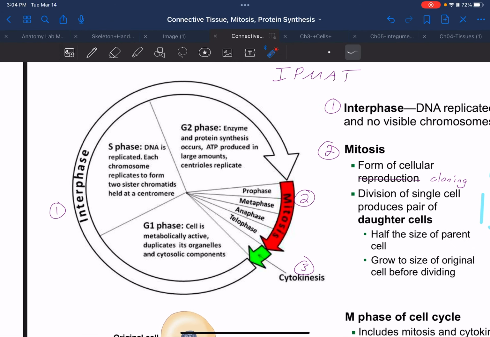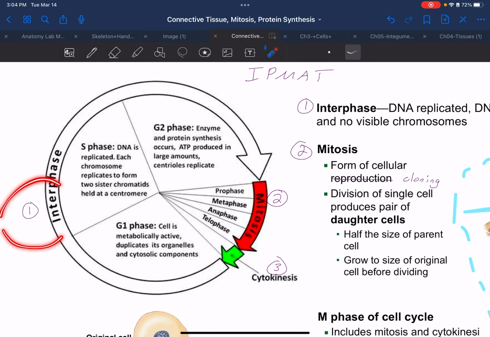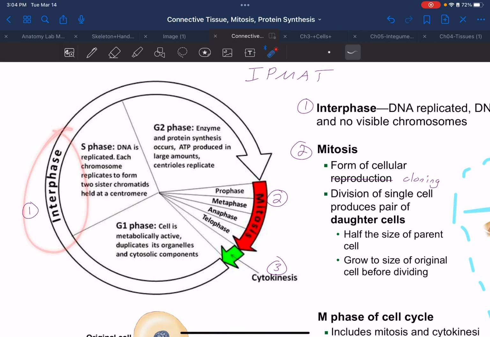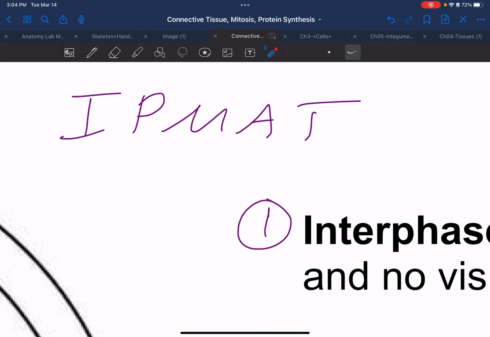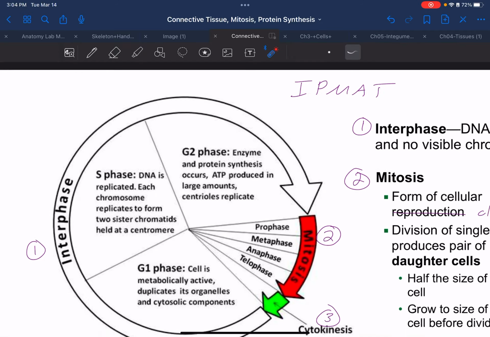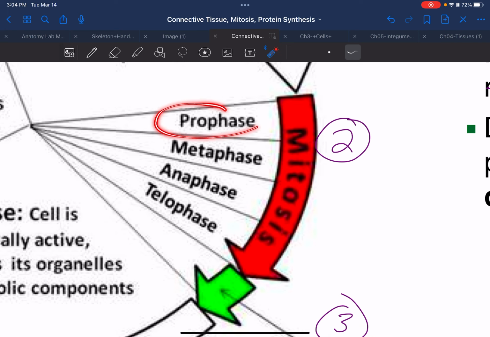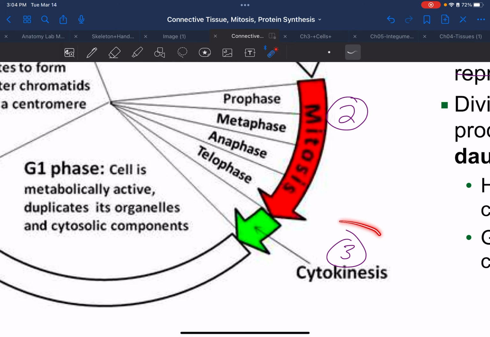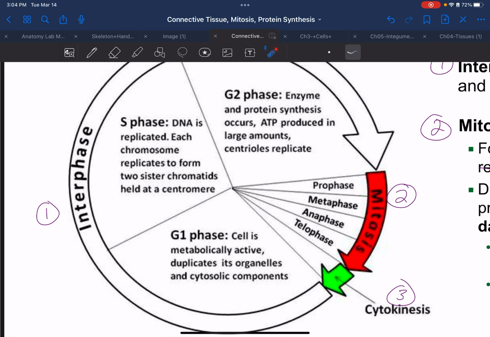And so in learning about cell division, we have to go through these three segments: interphase, the second one being mitosis, and the third one being cytokinesis. G1 phase, S phase, and G2 phase are all components of interphase. I always remember this acronym, IPMAT. Interphase, and then the cell division are going to be the PMAT. PMAT represents prophase, metaphase, anaphase, telophase. And then that last bit is cytokinesis, which isn't too tough to remember.